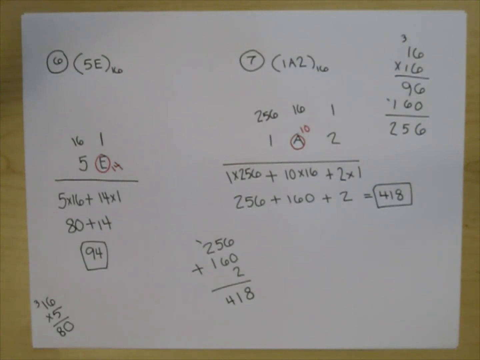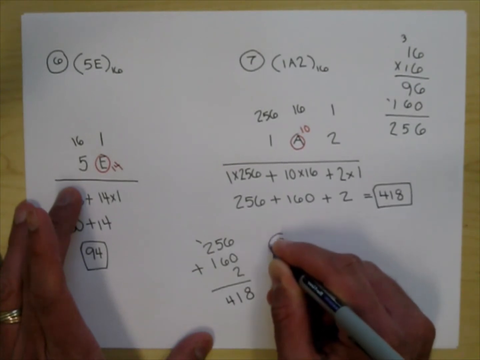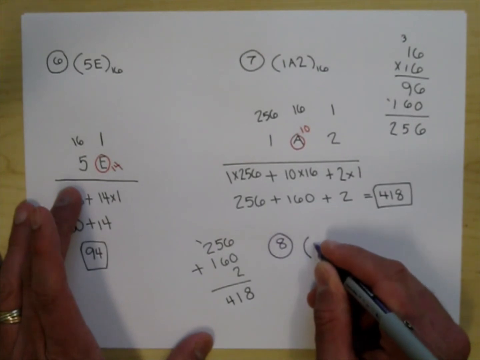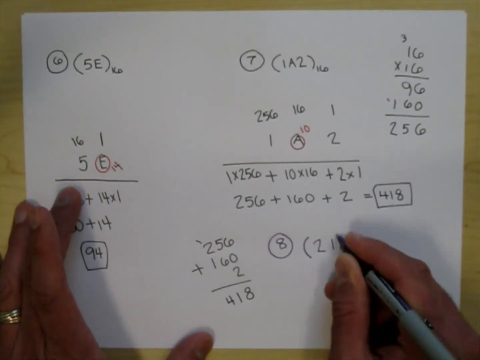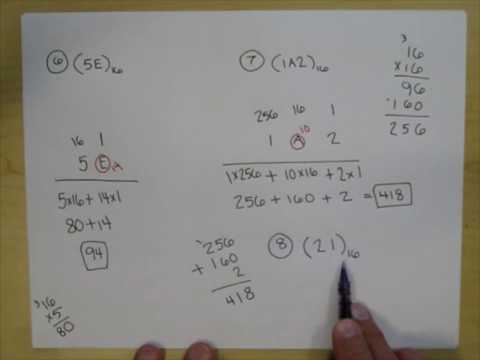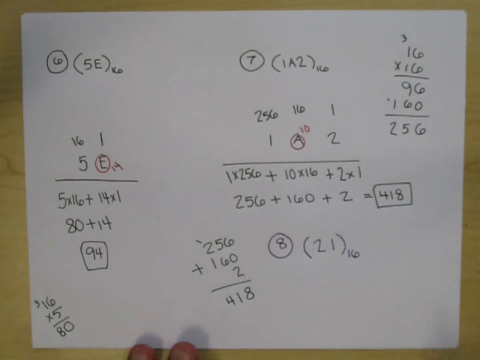Okay. Now, I wasn't planning on doing this, but I want to do this because you might think that whenever I ask you to change from base 16 to base 10, you're always going to have a letter in there. So this one I'll call number 8. Well, this one doesn't have a letter, but it could still be written in base 16. Now, we want to say 21, but don't do that because this is base 16. We're going to say 2-1. So what is 2-1 in base 10?